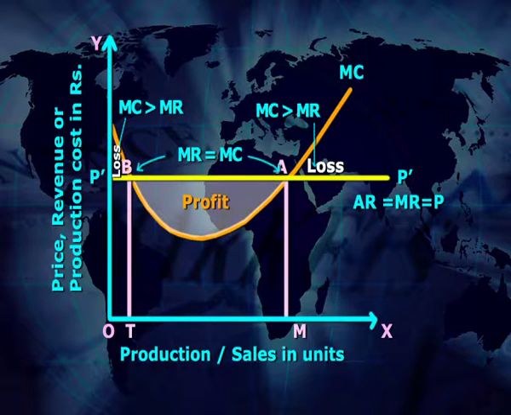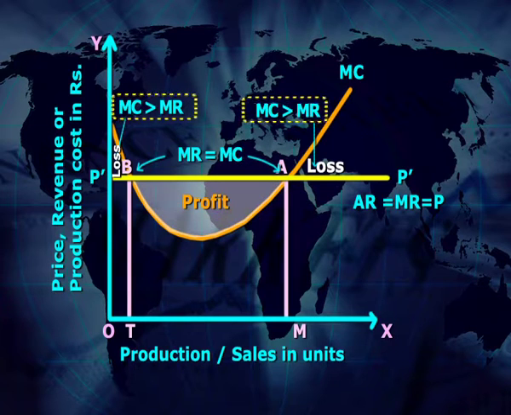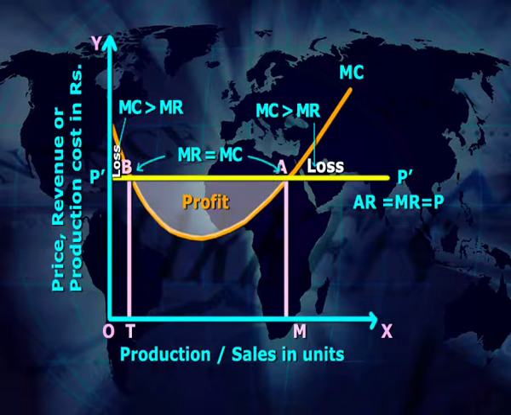Thus, before point B and after point A, MC is greater than MR, which means marginal cost is higher than marginal revenue and a situation of loss is prevailing. Therefore, production is not possible, but at point B, MC is equal to MR in the firm of that market. It means at point B loss has vanished, but profit is still not introduced.